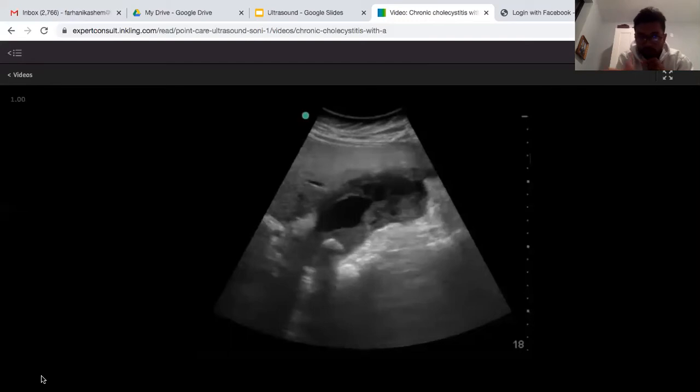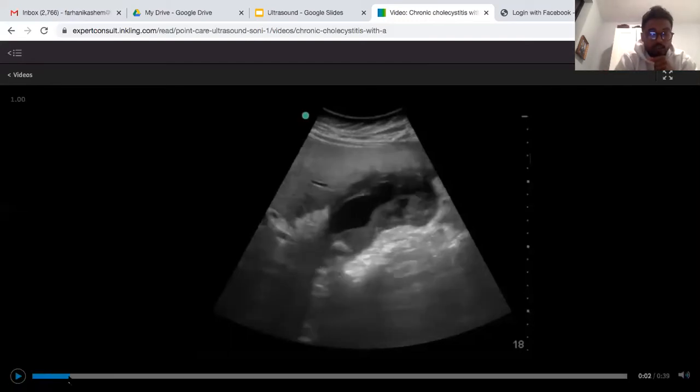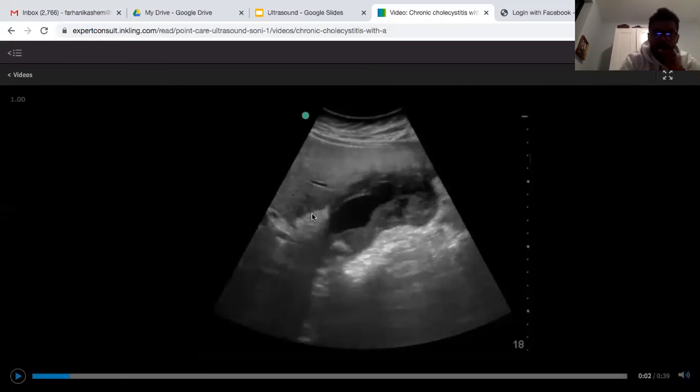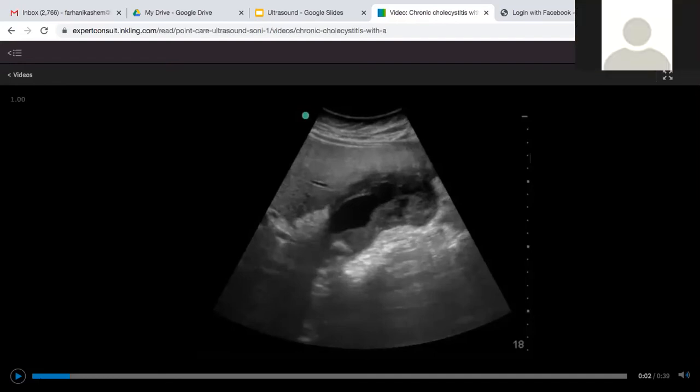So what is this? I know it's not normal, but just tell me what it resembles most. Longitudinal, right? Where's the liver? Right here, right? And this is the superior transducer marker, anterior, posterior, and then this is inferior. So I'm just gonna play this, okay?